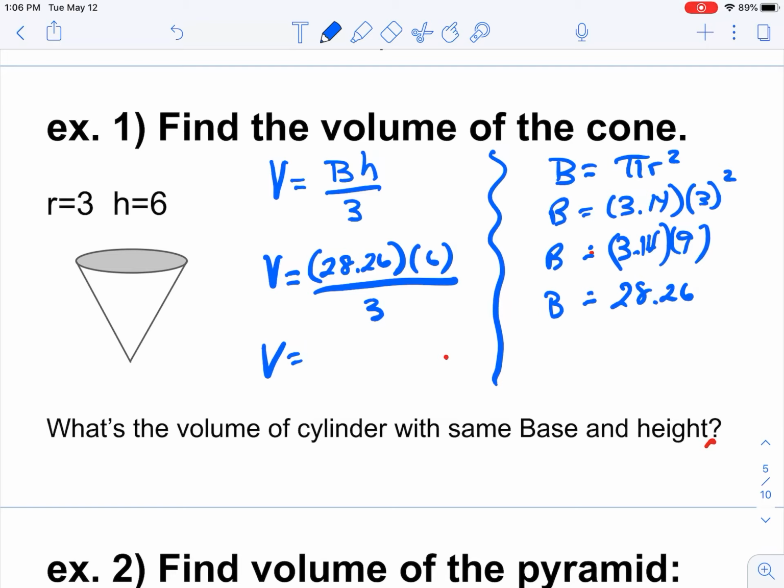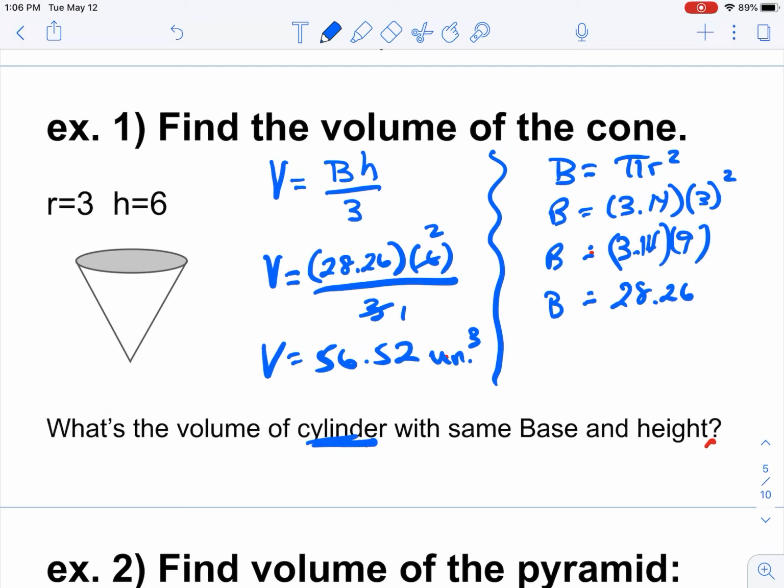You could do a little canceling if you wanted first. I'm going to cancel here. 3 goes into 6 twice. So I'm just going to take 28.26 times 2, and that equals 56.52. And that is units cubed.